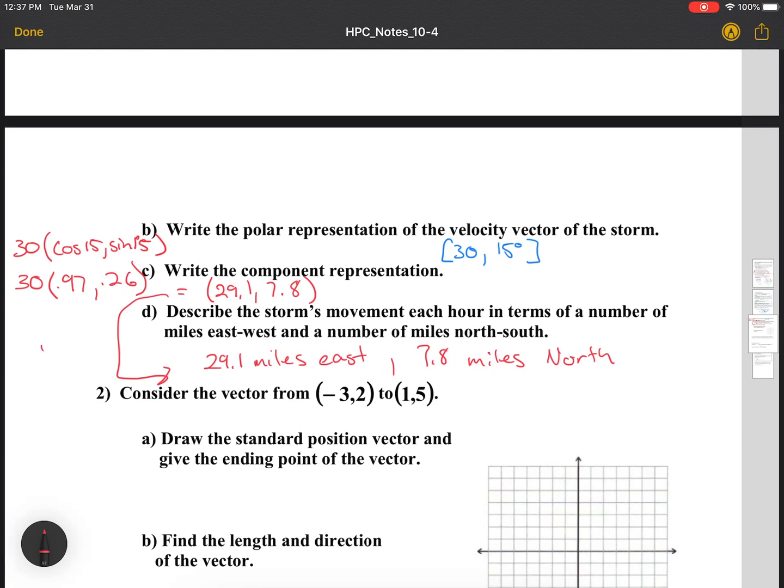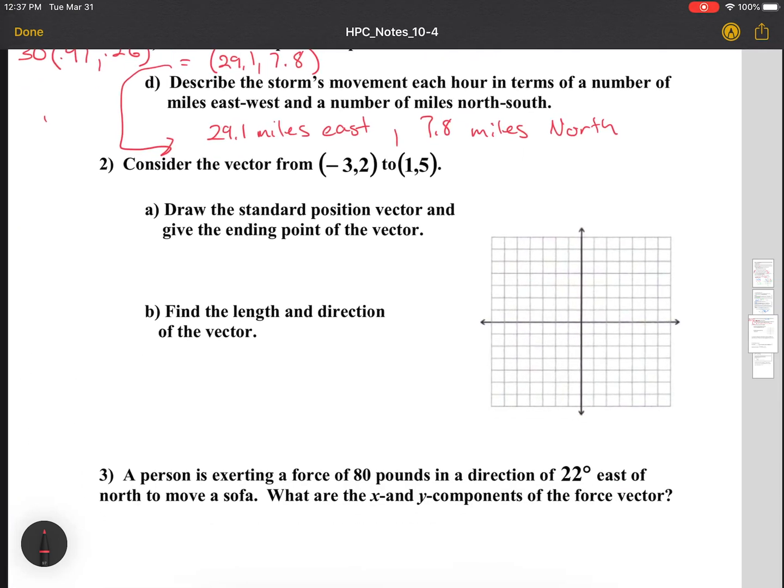A lot of these problems are just thinking problems. Think about the question, understand what it means. A lot of good problem solving skills to get out. Okay, let's jump to number 2.